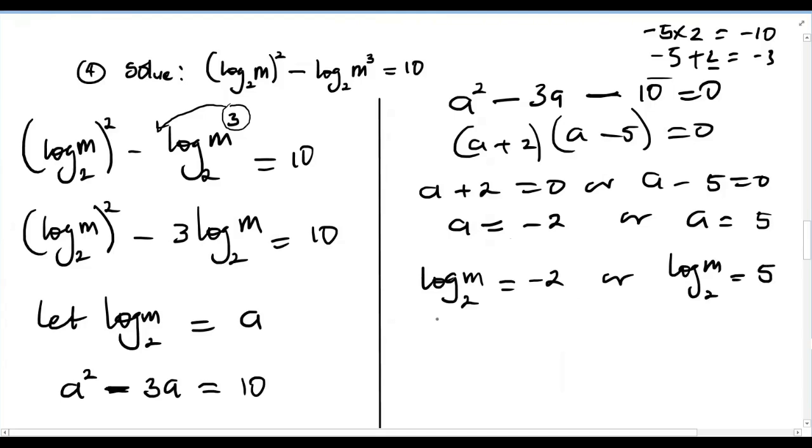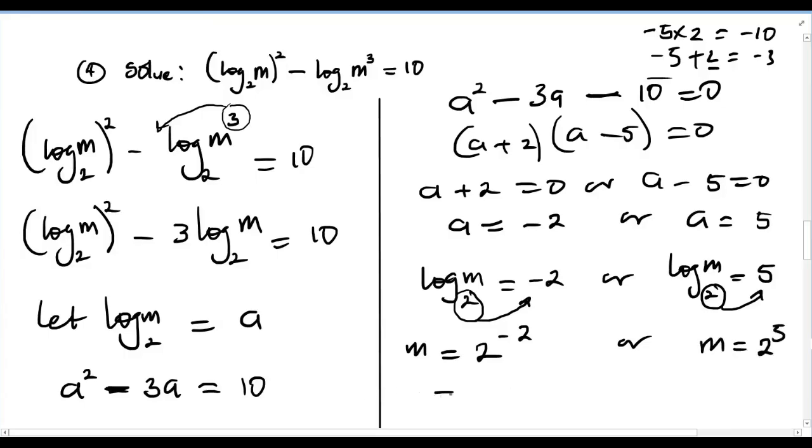Great. So applying the definition of log to flip the indices so that you get the value of m, now this becomes m equal to the base raised to this power. So we have 2 to the power of 5. Or m is 2 to the power of 5. Great. Now 2 to the power of minus 2.